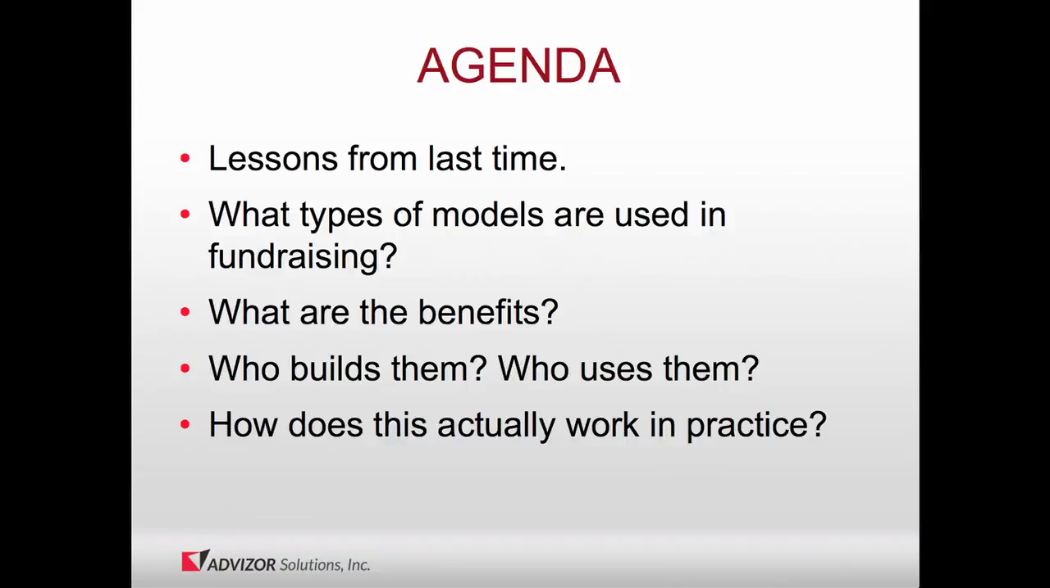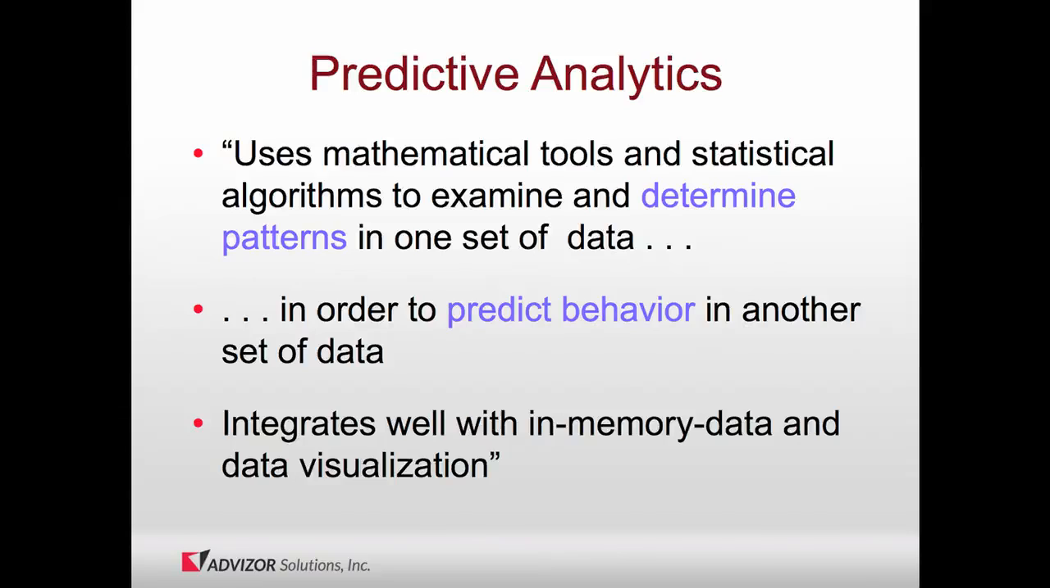So the concept is that modeling is using math and stats to examine and determine patterns in a set of data, which could be the characteristics of my large donors, the characteristics of lapsed donors who are reacquired, or the characteristics of different messages that work with different groups of people. You're trying to predict behavior in another set of data. For example, who else has the same characteristics as my large donors? Because I'd like to get a ranked list of them and maybe prioritize them for follow-up.